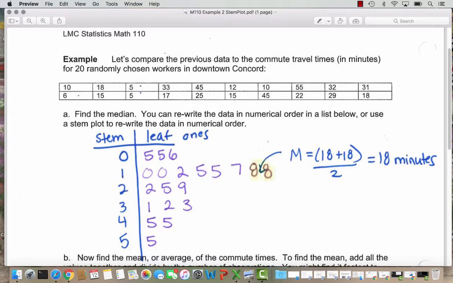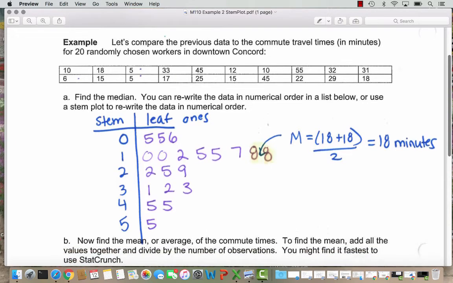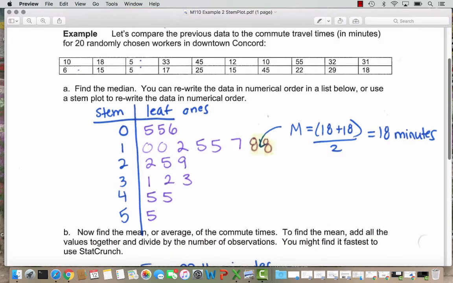Let's look at data from 20 randomly chosen workers in downtown Concord. Again, we're looking at commute times in minutes. So we have our data set of 20 commute times here, and we're going to again find the median by starting with a stem plot. In the Concord data set, the minimum is 5 minutes.